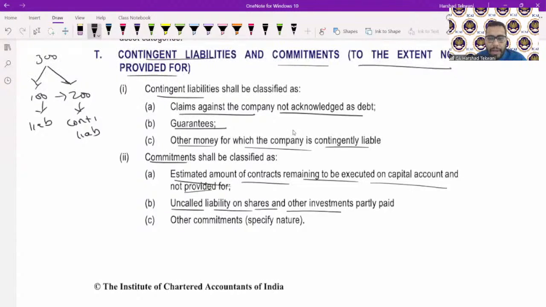Uncalled liabilities on shares and other investments partly paid. Other commitments, if there are any, then you need to specify the nature of them.